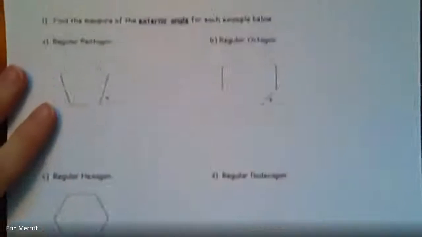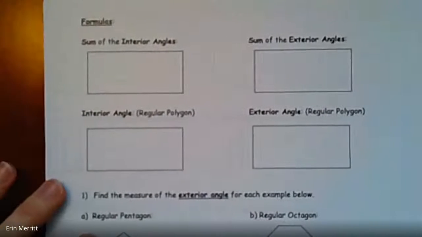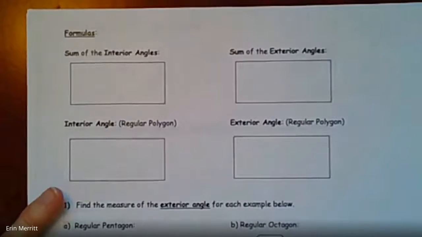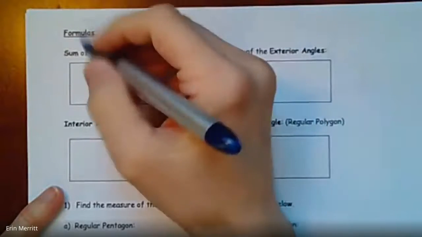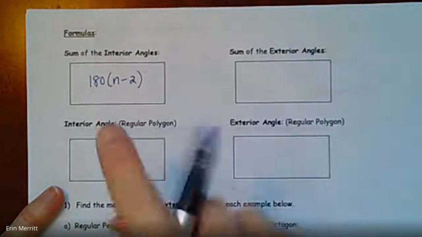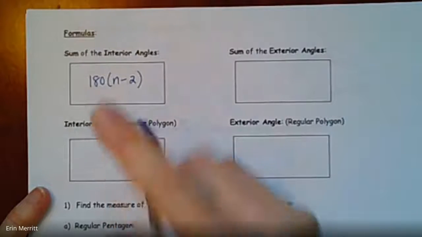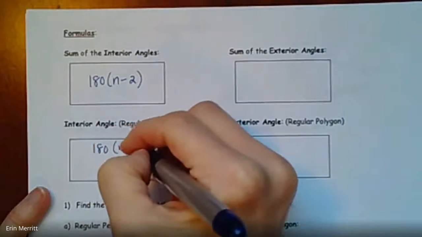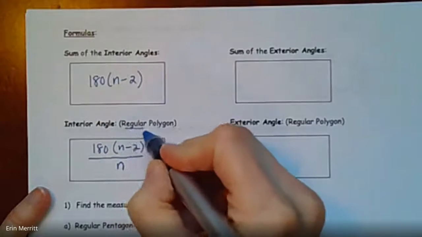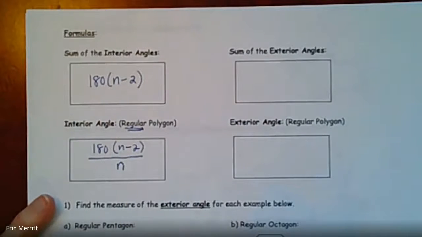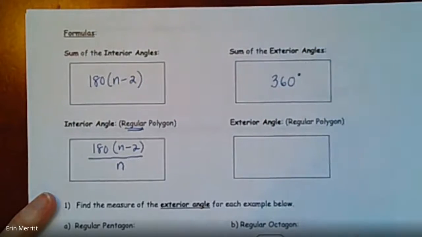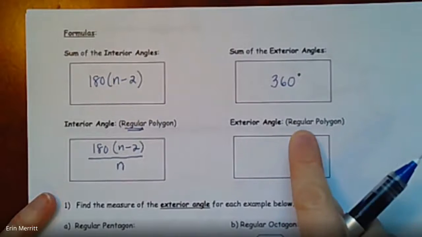Flip on over to the next page. There's a spot to write down all the formulas now that we know. Write them down carefully because you're going to use them throughout the notes. The sum of the interior angles is 180 times n minus 2. To get one interior angle is 180 times n minus 2, divided by n. That's only if it's a regular polygon, only if all the angles are the same. The sum of the exterior angles is 360, no matter what the shape is. And then think about the extension here.